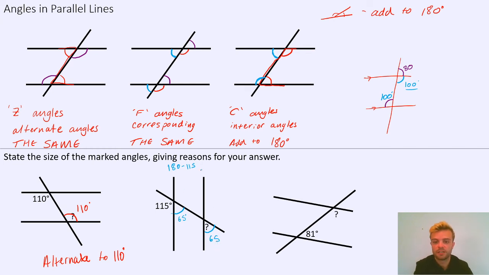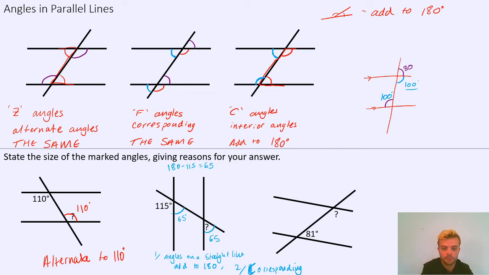And my reason would be, my first rule that I've used is angles on a straight line add to 180. And my second rule I've used is that the question mark, the one I'm looking for, is corresponding this time. And it's corresponding because in our diagram, it's in the same position as the other 65 that I worked out previously. So that's why this final angle has to be 65.